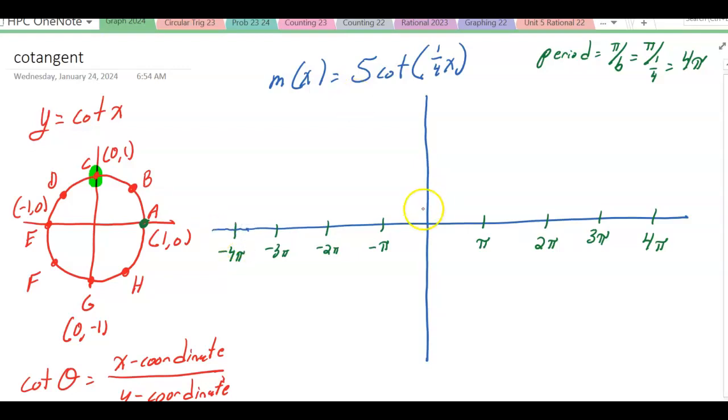And looking at the 5, that tells me the graph is going to be vertically stretched by a factor of 5. So I'm going to go up to 5 and down to -5. And again, I'm going to make a little xy table.